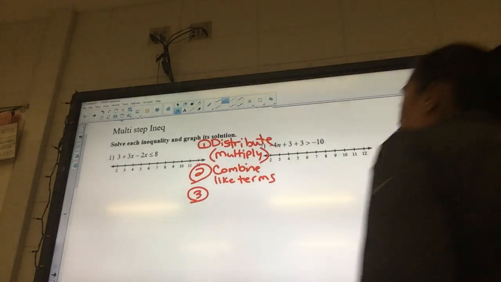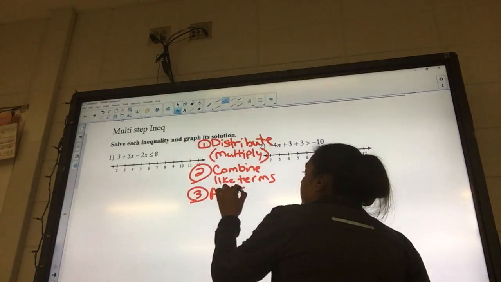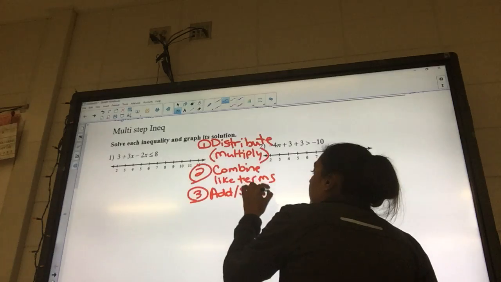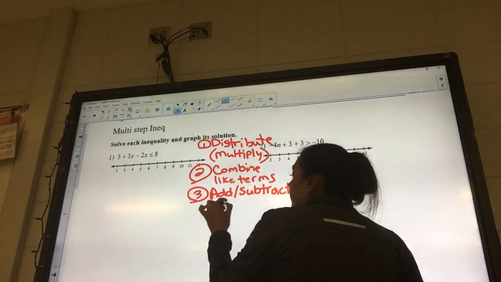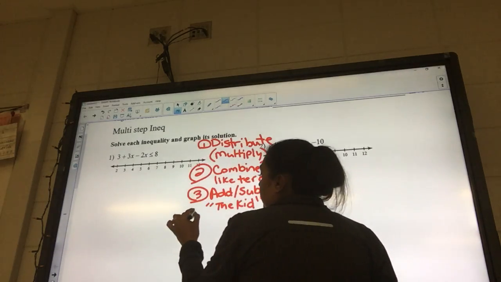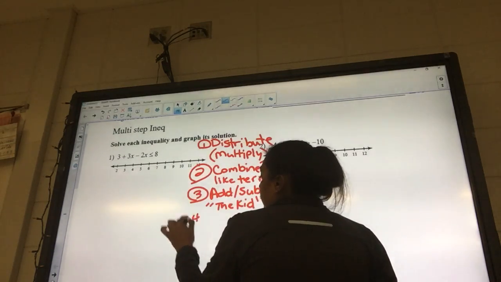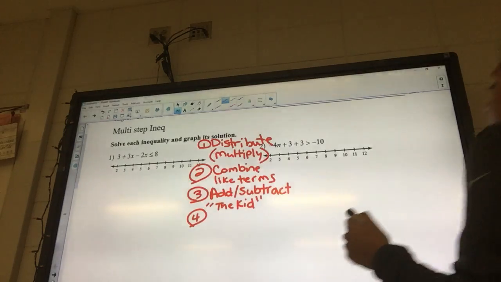Okay, our next step is going to be to add or subtract the kid. And what's our last step almost always? Starts with a D. Divide. So our last step is always going to be divide.